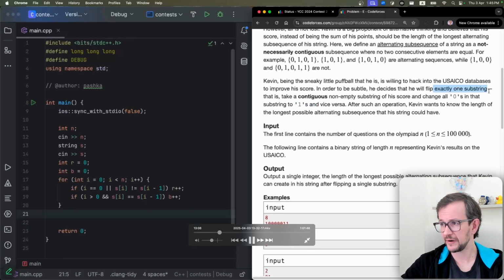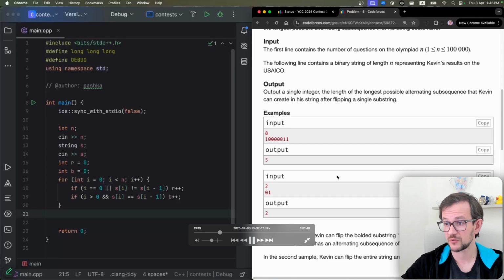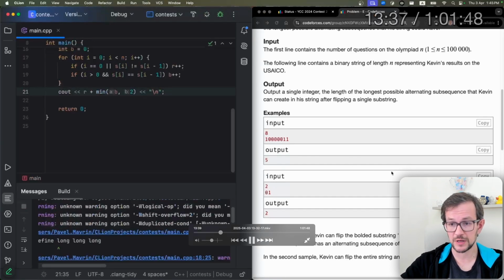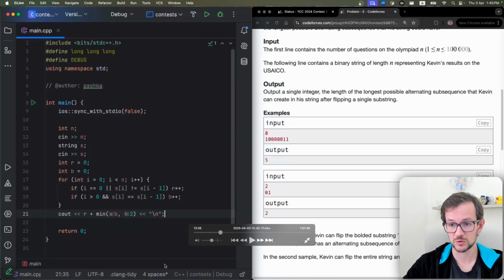Here I'm carefully reading what's happening with the ends of the segment. Can I flip an empty segment, for example? Okay, so actually, the answer just looks like this.